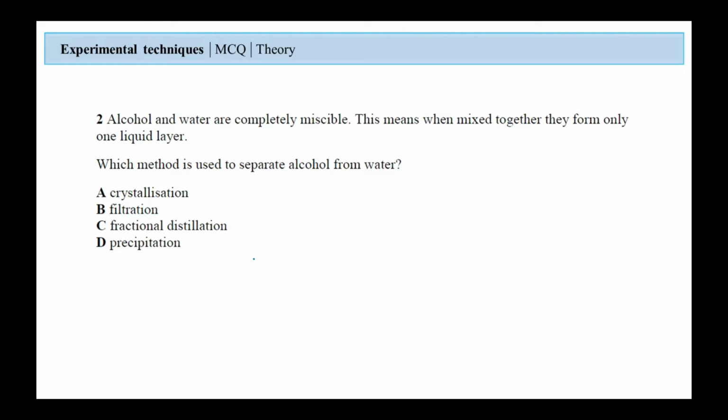So in the course we said that to separate miscible liquids we will be using the fact that they have different boiling points. So the technique used here is the fractional distillation, okay, by using the fractionating column. So the right answer here is C.